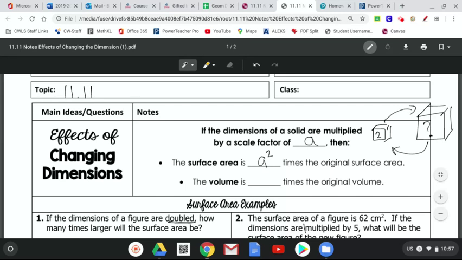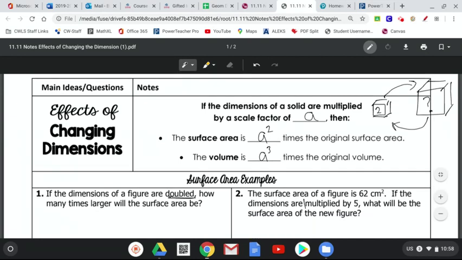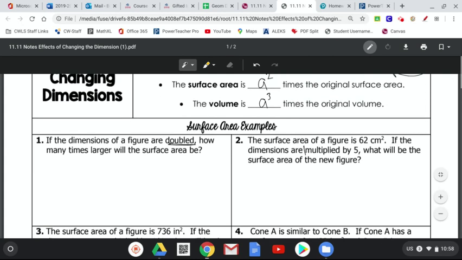The volume is always in cubic units, so it's going to be that scale factor cubed. So again, if the small volume is 2 centimeters cubed, then all we've got to do is cube that 2 to see how many times greater the other volume is. Once we get into it, it's not too bad. If you're a little bit confused, that's okay. Let's just do some examples together and you guys will see how this works out.